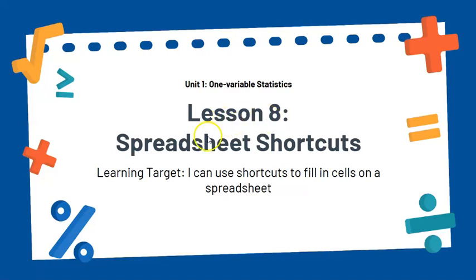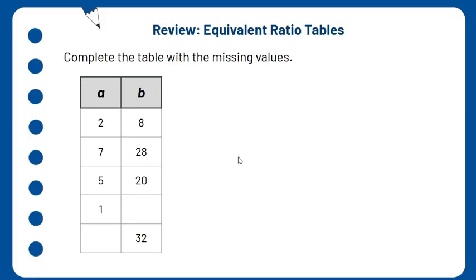This is Lesson 8, Spreadsheet Shortcuts. Our learning target is I can use shortcuts to fill in cells on a spreadsheet. We will start with a quick review of equivalent ratio tables. Complete the table with the missing values.